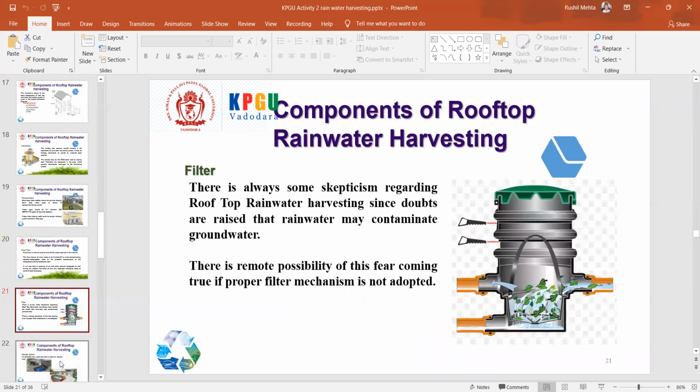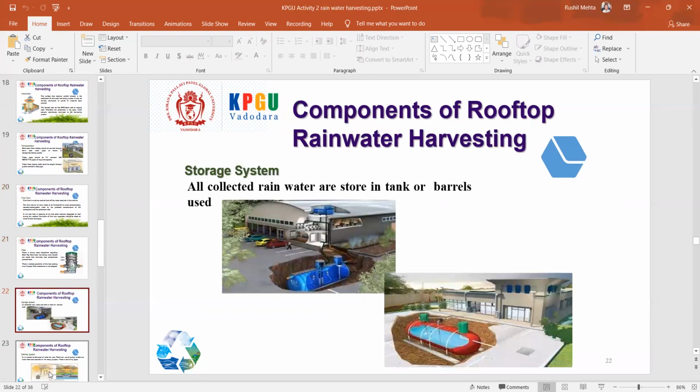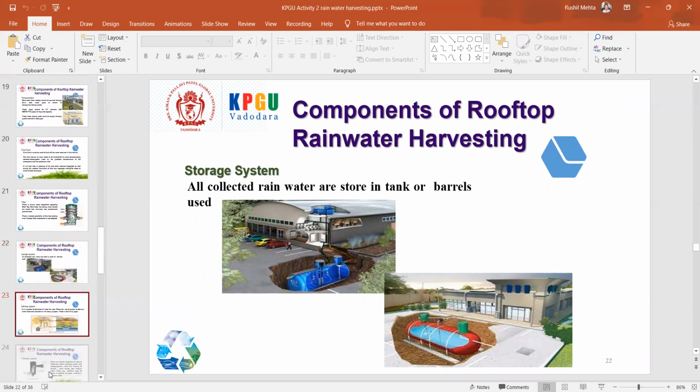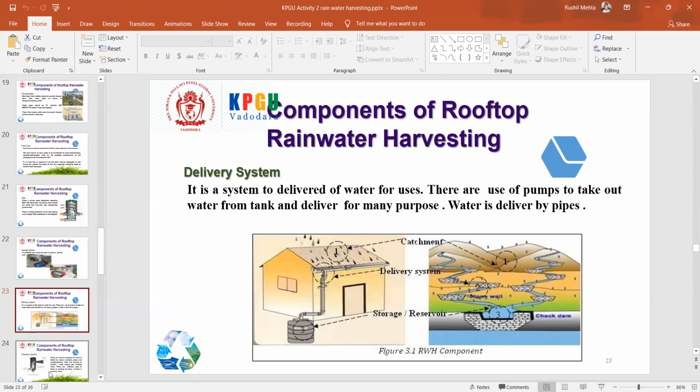Then different types of filters are available. There is always some skepticism regarding rooftop rainwater harvesting, since doubts are raised that rainwater may contaminate the groundwater. Also, you can see different types of storage systems. It can be immediately beside your house, or at some distance, and it can be a storage tank or a barrel. This is the delivery system, whichever category it is. So this is the catchment area, this is the delivery system, and this is the storage area, right?